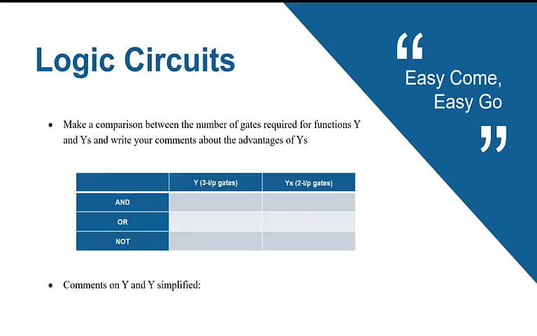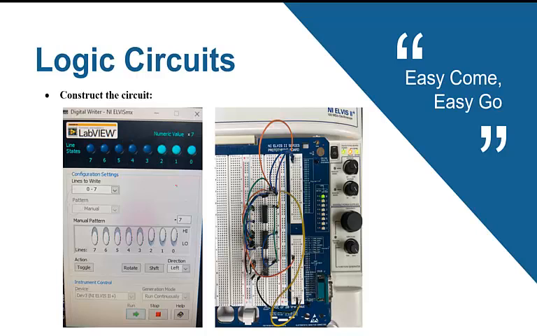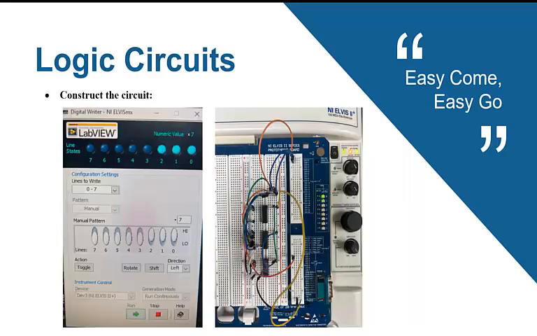After that, you are going to make a comparison between the number of gates required for Y basic and Y simplified, and write your comments on the advantages of using Y simplified. After that, you are going to construct the truth table for both Y and Y simplified, and construct the circuit in hardware and validate whether this truth table is valid in hardware or not. So this is the hardware, and after that you are going to check here these things and validate whether Y and Y simplified are the same as the output here in the circuit.